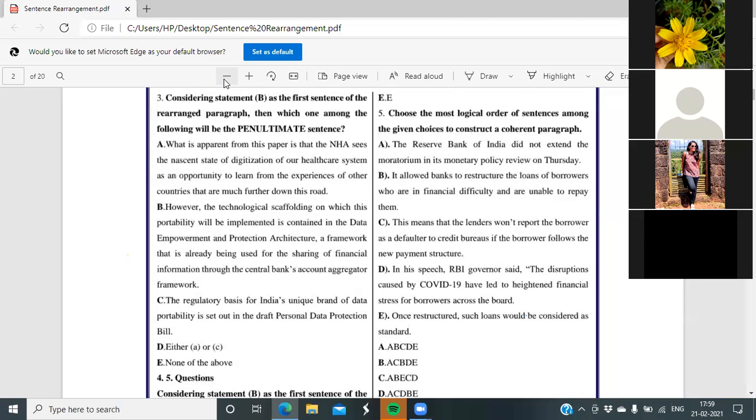In his speech, the RBI governor said the disruptions caused by COVID-19 have led to heightened financial stress for borrowers across the board. Once restructured, such loans would be considered as standard. Okay, now go through it. I feel it's easy as we have solved like 10 examples now, and almost everyone answered the last question correctly. Please go through it. I'll give you 1 minute. I'll give you time till 6:01. Please answer it properly. Take your time. No hurry, please.